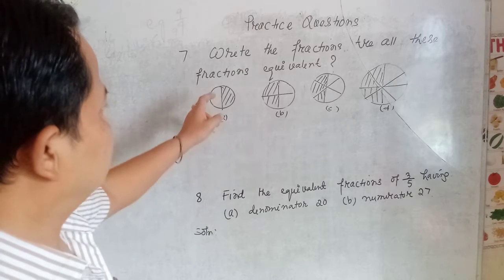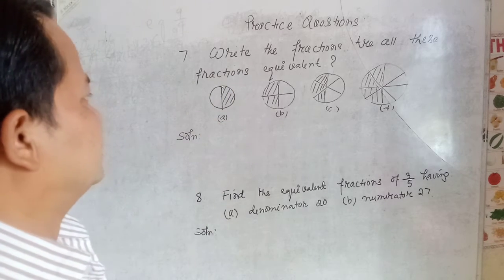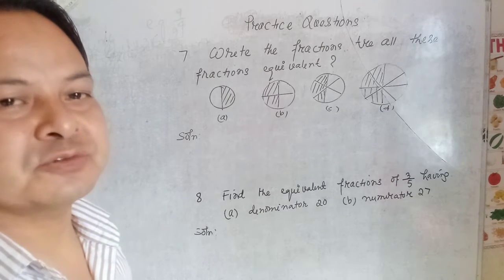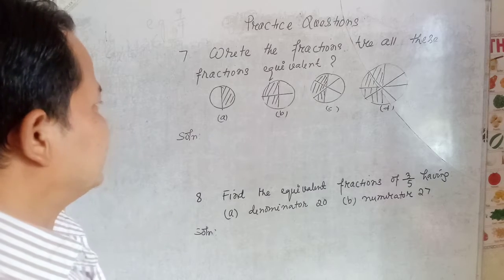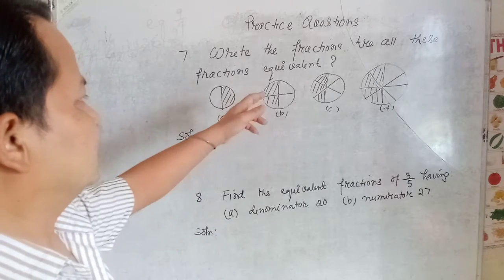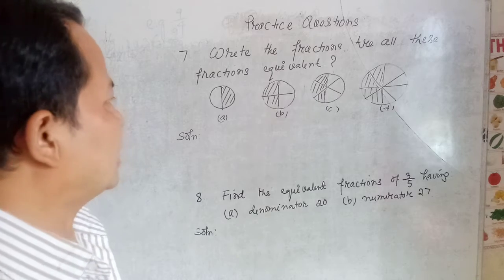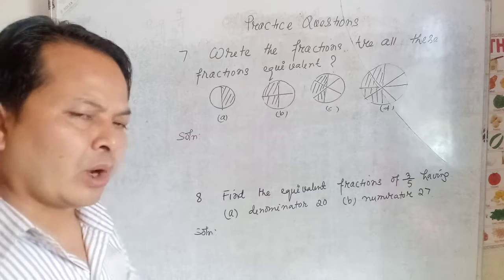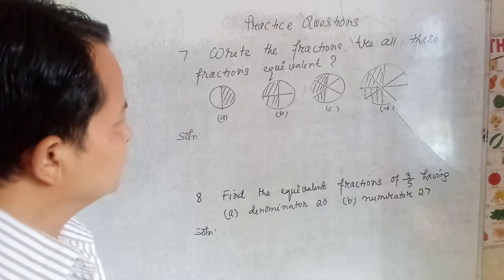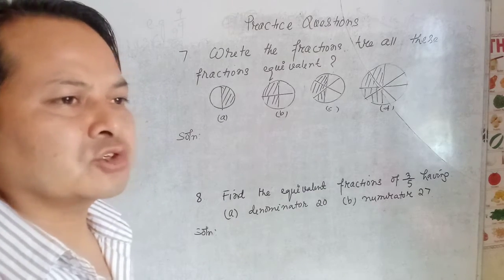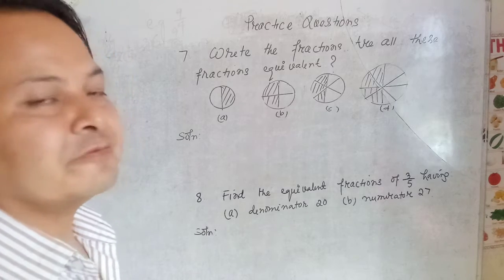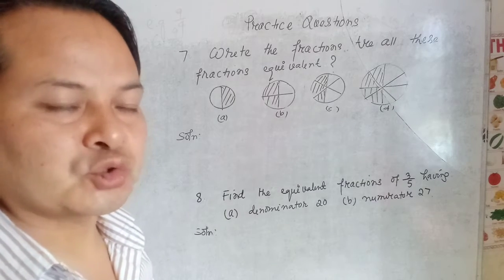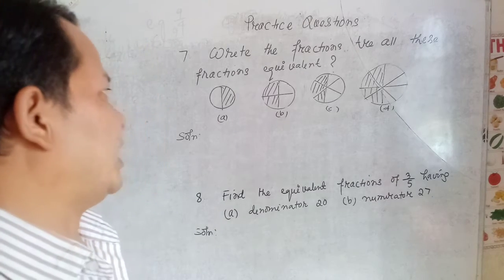First of all, we have to know about fractions. We have got so many types of fractions. In the previous class, we learned about a type of fraction that is about equivalent fractions. Then, what are equivalent fractions? Equivalent fractions are those fractions having the same values.